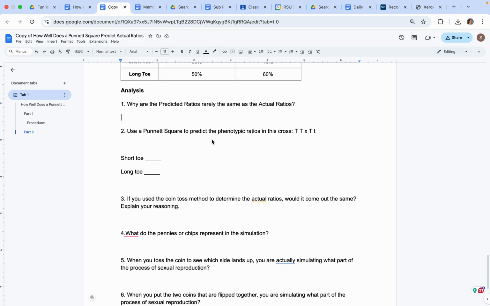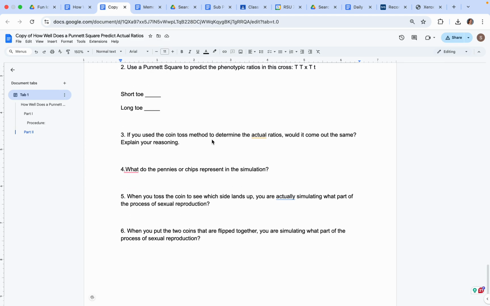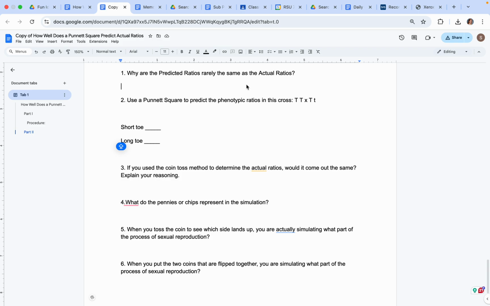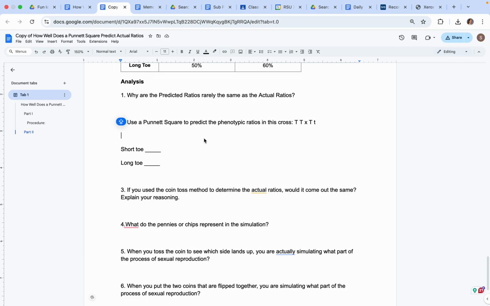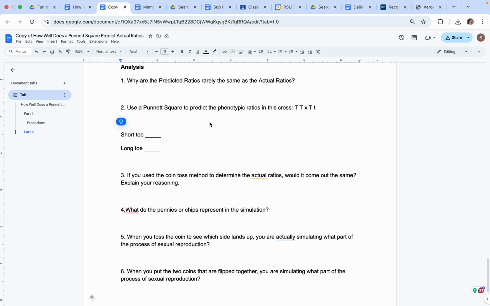Okay, so we kind of talked about some of these already, right? Like why are predicted ratios rarely the same as actual ratios, right? Think about the weather. Just because we say it's a 10% chance it's going to rain, that doesn't guarantee we're going to have rain of a certain volume. Or same with snow, right? We expect 4 inches. That doesn't mean we're getting exactly 4 inches. Okay. All right. You're going to do a Punnett square on this one.